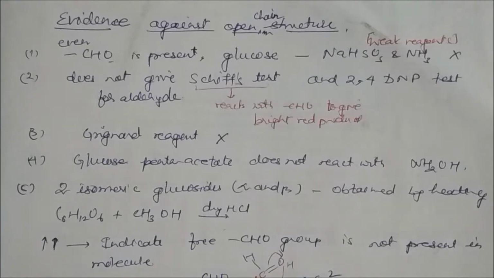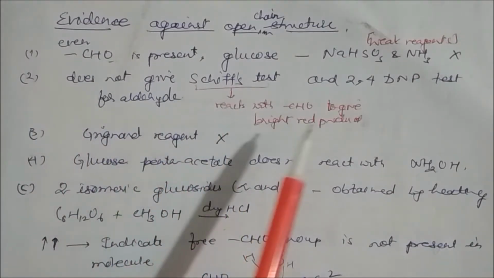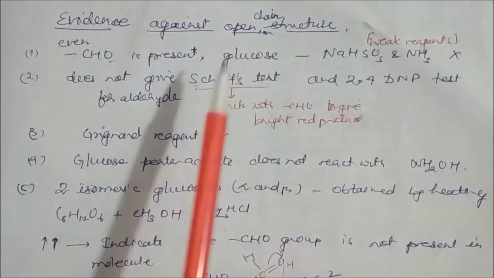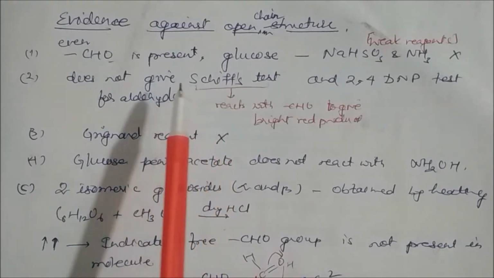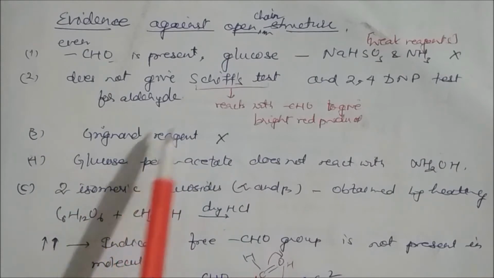In the previous session, we have seen the open structure of glucose. Now, in this session, we will see that there are some reactions in which the open chain structure of glucose does not give these reactions. This means glucose has a cyclic structure which is giving all these reactions.